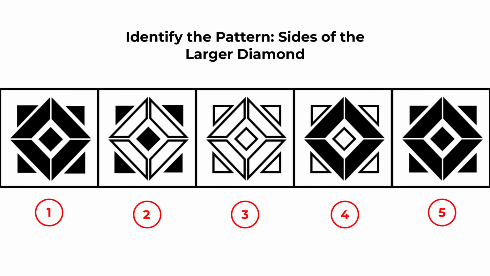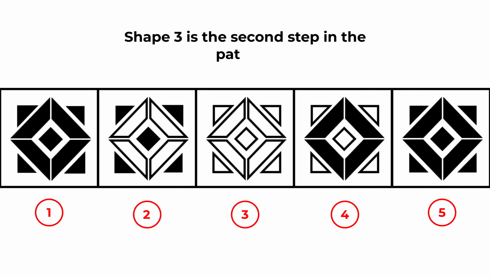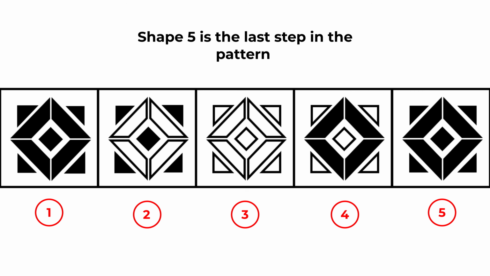If you look closely, you see that the sides of the larger diamonds in the first shape are black, then we have 2 white shapes, and then 2 blacks again. Let's recap. Shape 2 is the first shape in the pattern. Shape 3 is the second shape in the pattern. Shape 4 is the third shape in the pattern. And then shape 5 is the fourth and last step in the pattern.